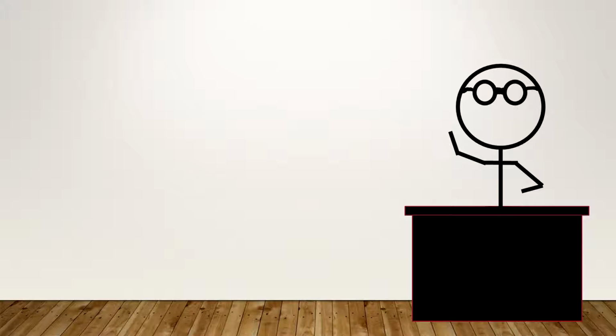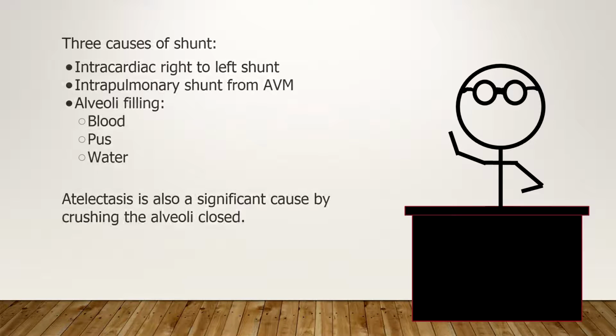There are several things that can cause shunting or a shunting type physiology. And this is basically anything that can cause blood to effectively bypass the alveoli. So you can have shunting in patients who have a cardiac defect, and so blood is actually bypassing the lungs completely and going from the right side to the left side, an intracardiac shunt. There are some intrapulmonary conditions that can cause shunt, such as AVMs.